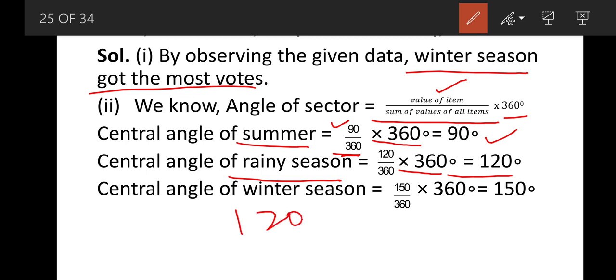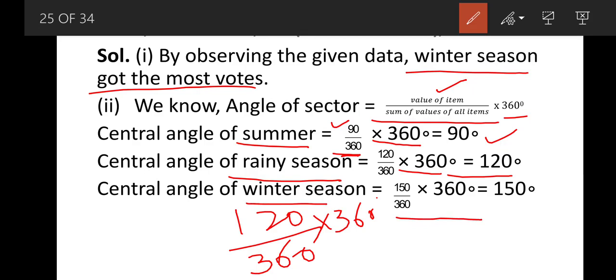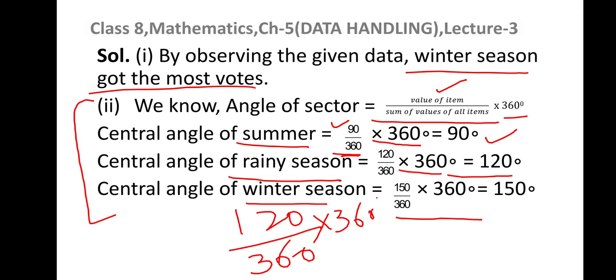The value of the item for rainy season is 120. So 120 over 360, that is the total, into 360 degree. You will be getting 120 degree. The central angle for winter season will be 150 over 360 into 360 degree. That will be 150 degree. So this is what we have calculated: the angles for summer, rainy and winter season.